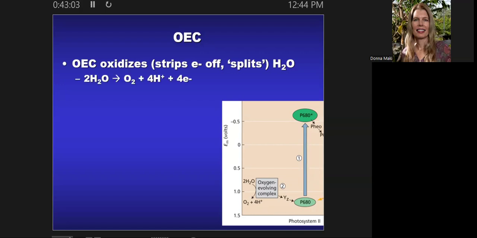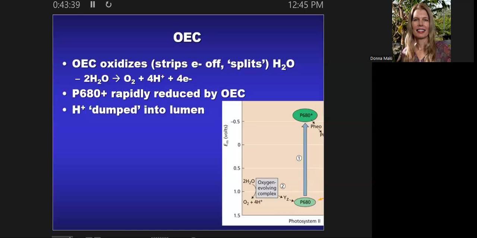And so basically they tend to show it this way with this type of equation. 2 waters yield oxygen, 4 protons, 4 electrons. At the same time, what you have happening is as soon as that electron is stripped off of water, it's given to that chlorophyll that's missing an electron. So that P680 plus grabs that electron and now it's fully reduced. It's chemically happy and stable, and it's ready to get hit with light energy again. And then these protons that are being shown as part of the products, those we tend to say they get dumped into the lumen portion of the thylakoid.